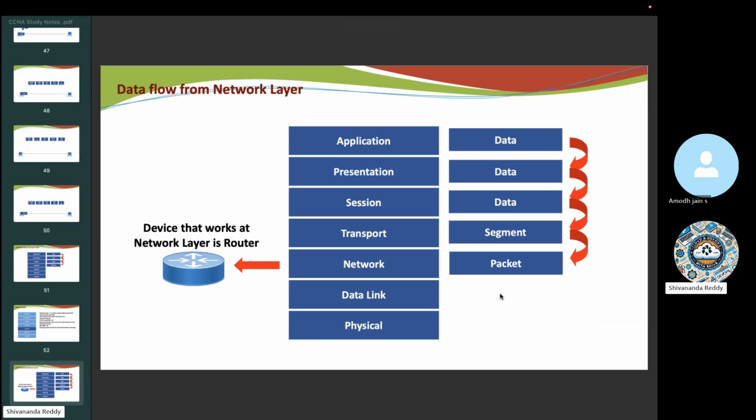Next, data flow from the network layer. How will the data flow happen? The device that works at the network layer is the router. Okay. Look, transport layer means segment. Network layer means packets.